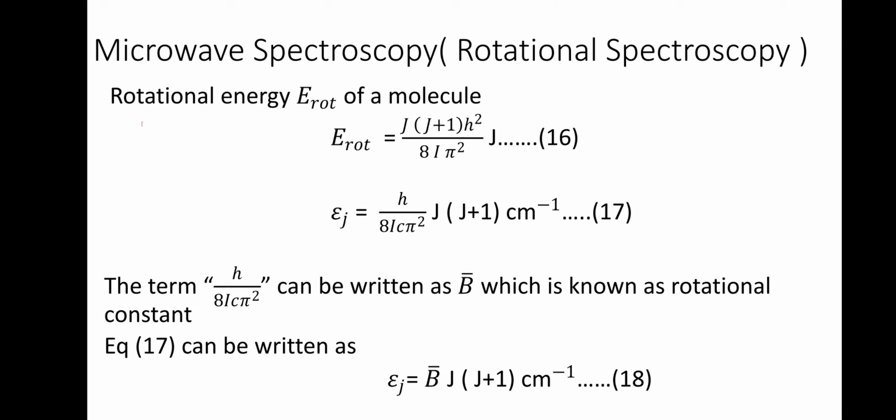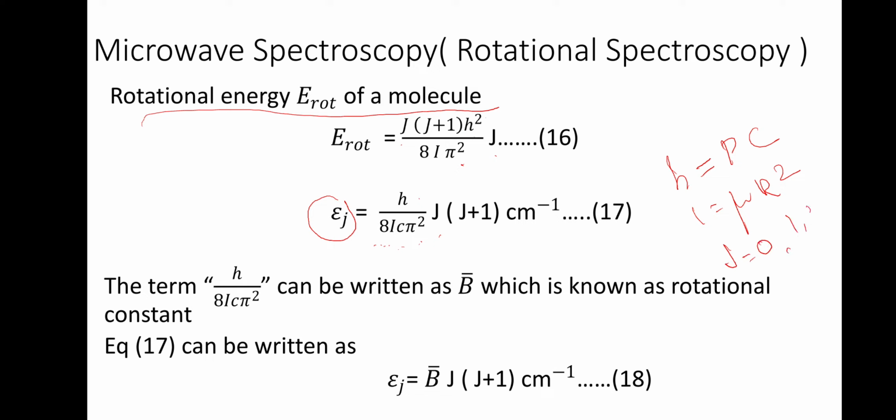So the rotational energy of a molecule in joules is j into j plus 1 into h square divided by 8I pi square, or in terms of centimeter inverse, epsilon j is equal to h divided by 8I c pi square into j into j plus 1. h is Planck's constant, I is equal to mu r squared, where mu is the reduced mass, pi is a constant, j is the quantum number 0, 1, 2, 3.